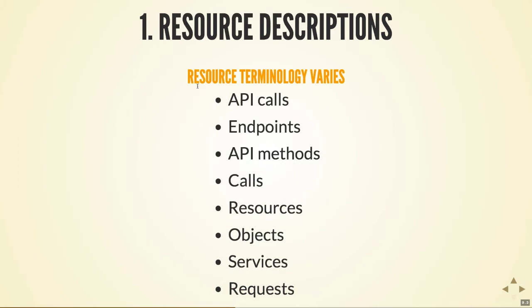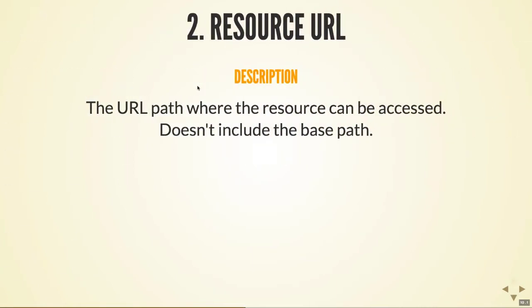As I said, this is often referred to by different names, which we'll try to sort out when we standardize with the OpenAPI. The OpenAPI actually calls them paths, which actually aren't used that much. But the one I like, in addition to resource descriptions, might just be like endpoint description. Okay. Second part is the resource URL.